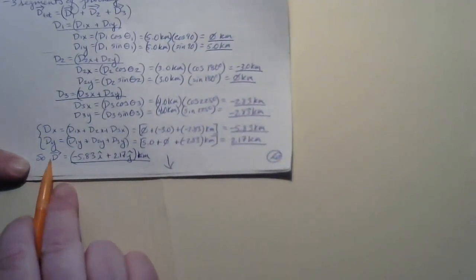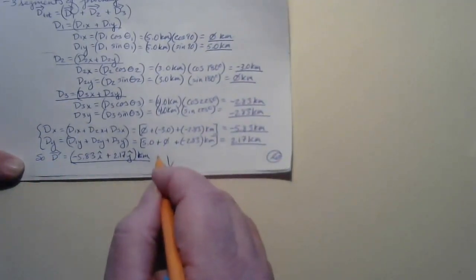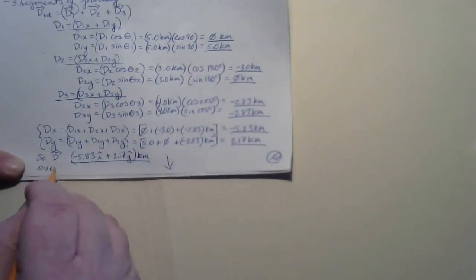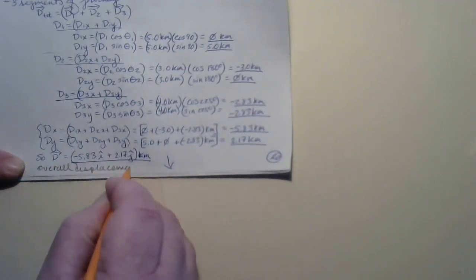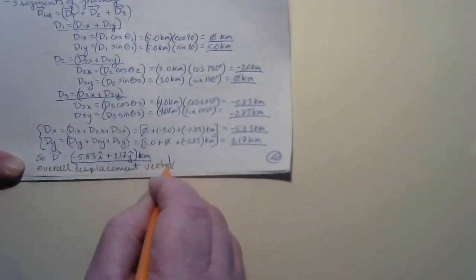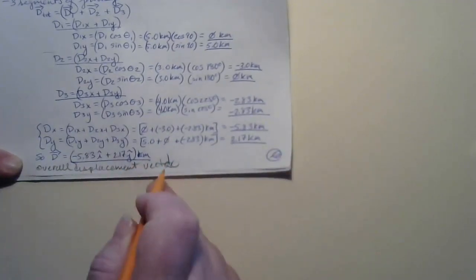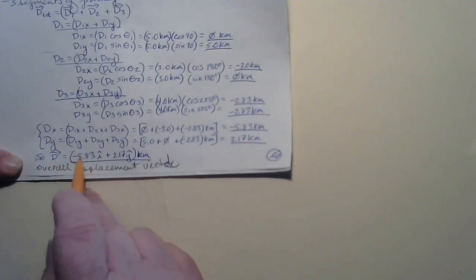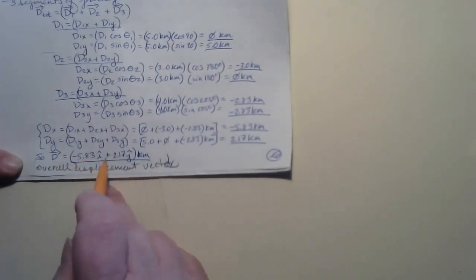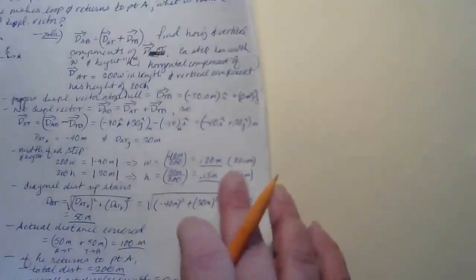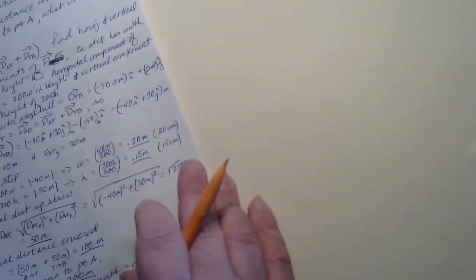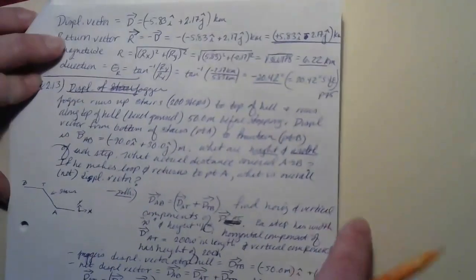So you can write the equation for the vector of the overall displacement. That's what we've got here. The overall displacement vector is going to be negative 5.83 times unit vector i plus 2.17 times unit vector j kilometers. Okay, so that is the displacement vector.